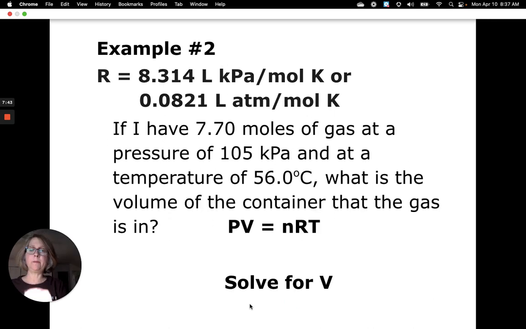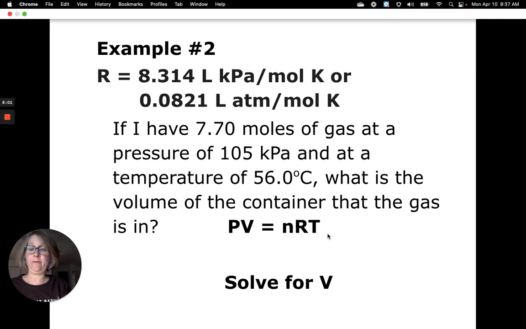All right, example number 2. And again, notice I've given you the R constants. You just need to pick the right one based on the units. So if I have 7.7 moles of a gas at a pressure of 105 kilopascals and at a temperature of 56.0 Celsius, what is the volume of the container that the gas is in?